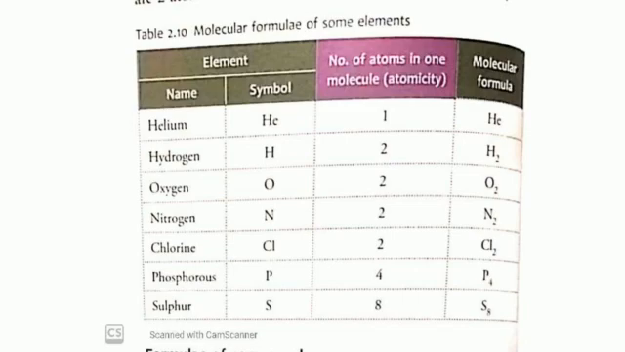Similarly, oxygen also has 2 atoms in one molecule. Nitrogen, the symbol is N and there are 2 atoms in one molecule of nitrogen. Then chlorine, the symbol is Cl. There are 2 atoms in this molecule of chlorine. And then you have phosphorus. Here you can see the number 4. There are 4 atoms in one molecule of phosphorus. Then S. S is sulfur and it has 8 atoms in one molecule of sulfur.